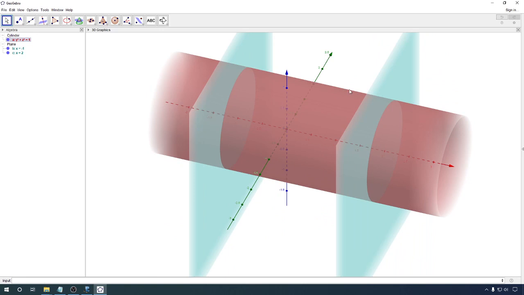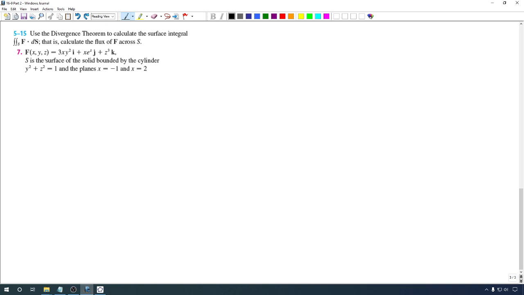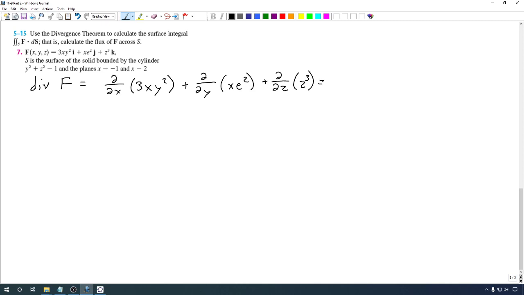Now that would have 3 different parts to it if we wanted to do this as an actual surface integral. Of course, we're not going to be doing that. We're going to be using the divergence theorem. So here, first we need to take the divergence of f. And I'm just going to keep writing this out to help you guys out. So the derivative with respect to x of 3x y squared, the x goes away, we just have a 3y squared.